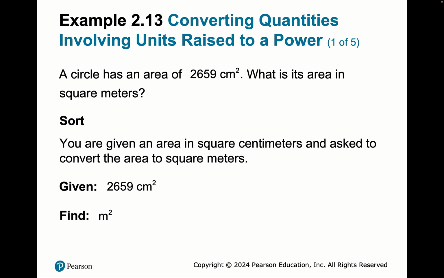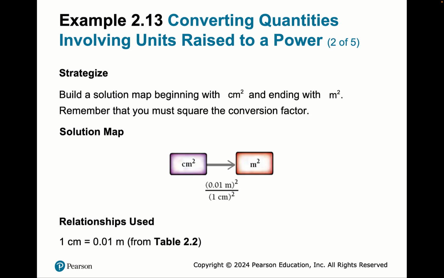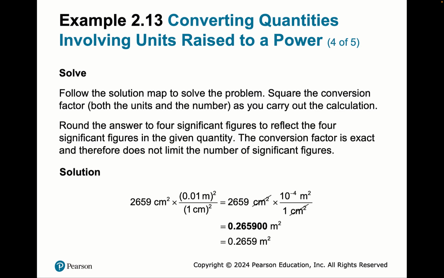So let's look at another one where you have to use units to a power. A circle has an area of 2,659 square centimeters. What's the area in square meters? We have to look at the conversion, but when you're doing squares, when you raise something to an exponent, you have to raise the whole thing to the exponent. So keep that in mind. There are 100 centimeters in a meter, but you have to make sure that you square both those terms because the unit's squared.